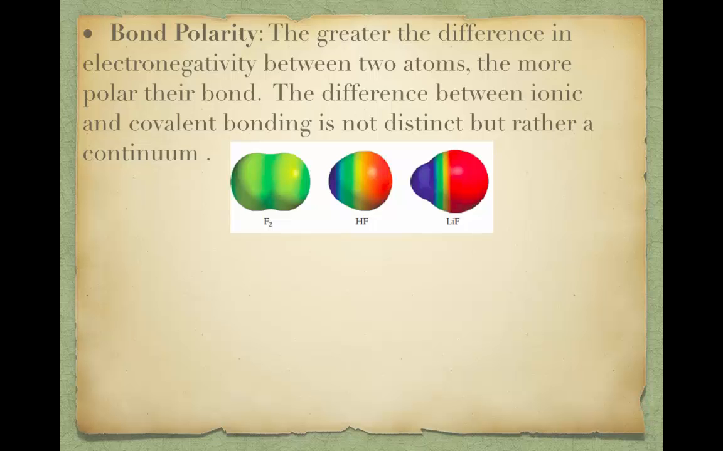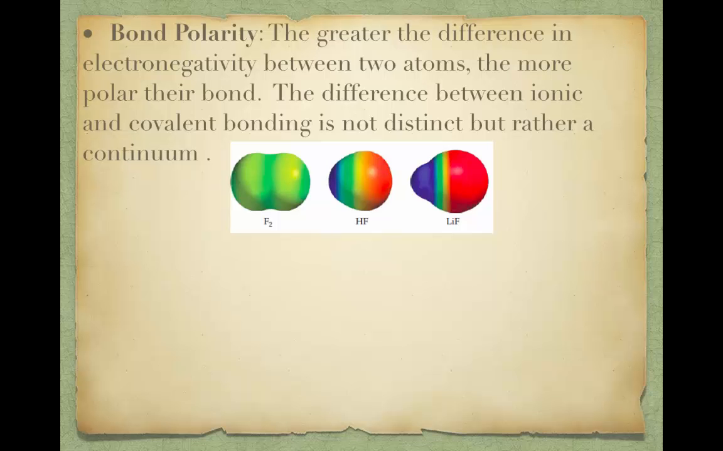So notice F2, those electrons are being shared equally because you have 2 fluorine atoms. They obviously have the same electronegativity because they are the same atom, and so they're going to share electrons equally. With H and F, fluorine is more electronegative than hydrogen, so as you can see, the red represents negative charge while the blue represents positive. So there is a difference in electronegativities, and therefore we say that the bond is polar.